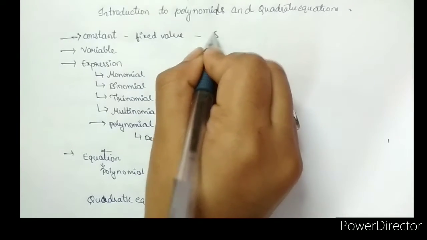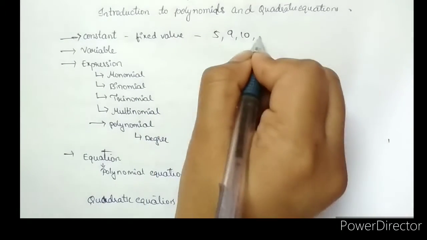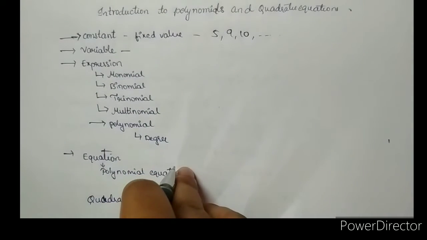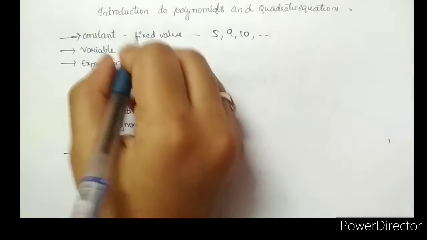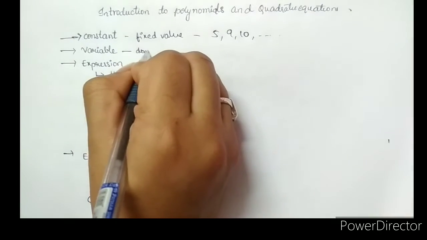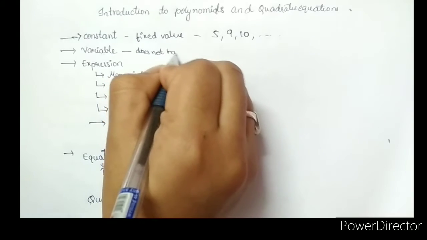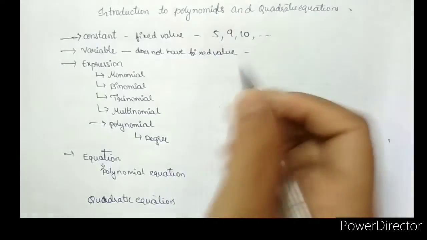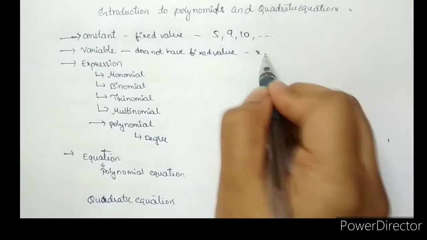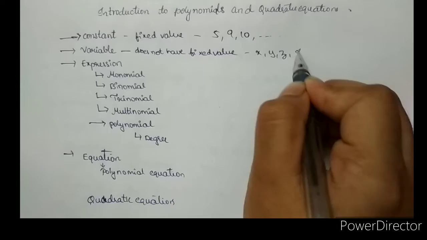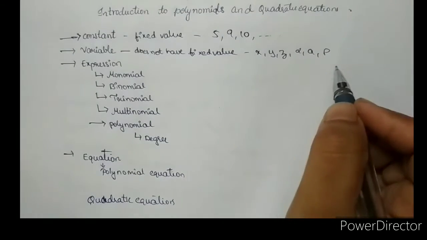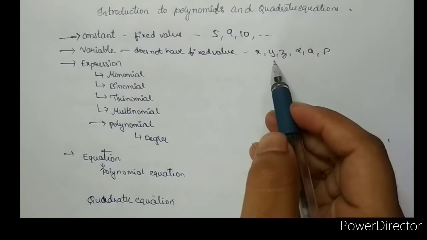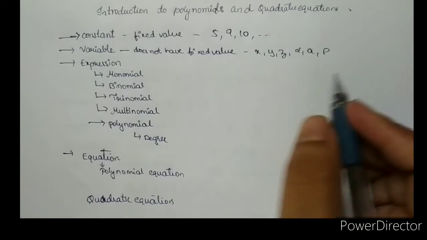For example, 5, 9, 10 and so on. Now let's see what is a variable. A variable is a symbol whose numerical value is not fixed, so it does not have a fixed value. And this is called a variable. So it can be x, y, z, alpha, a, b and so on. You can assign any values to this, like x can be given a value of 4 or 3, y can be given a value of 10 or 100 or something like that.